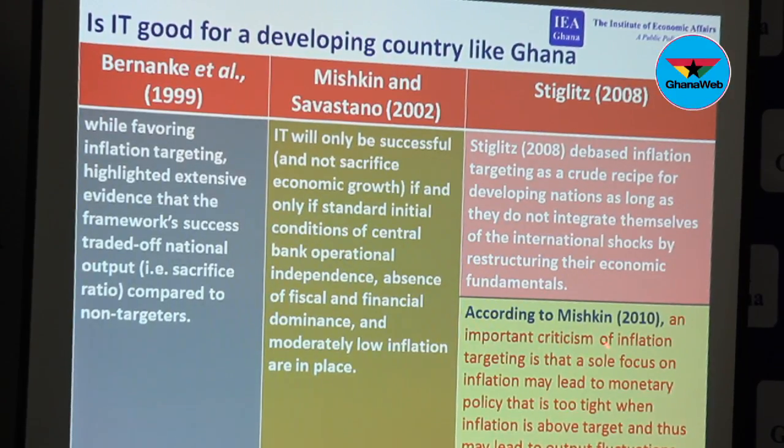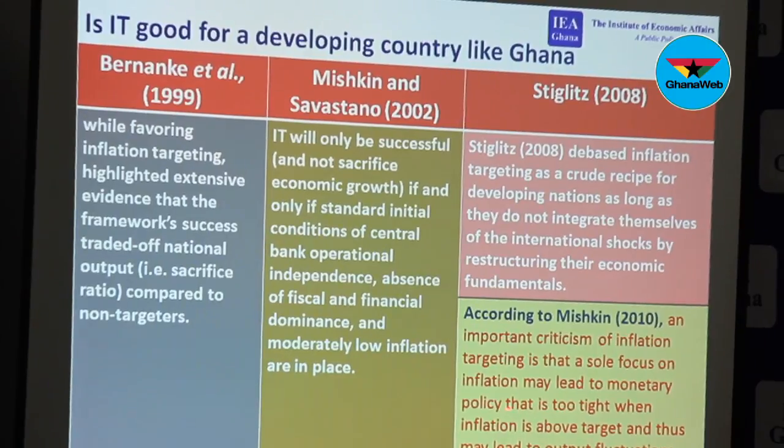And Mishkin, 2010: an important criticism of inflation targeting is that a sole focus on inflation may lead to monetary policy that is too tight when inflation is above target, and thus may lead to output fluctuations, lower economic growth, and high unemployment. So these are very well-known economists in the field.